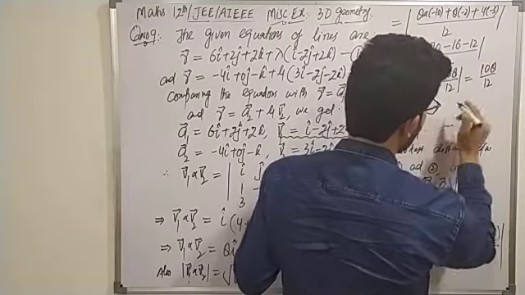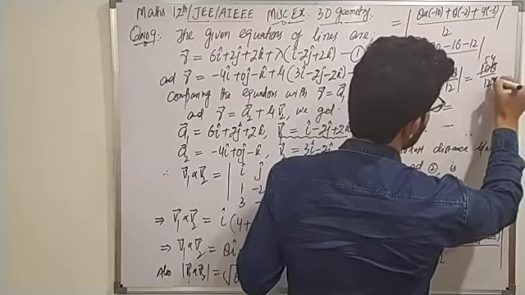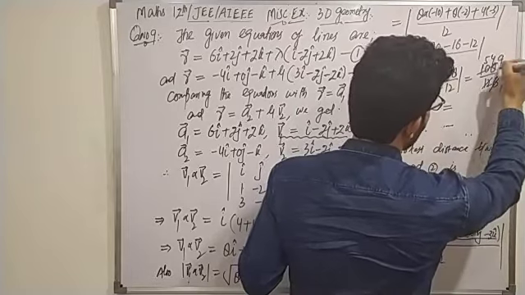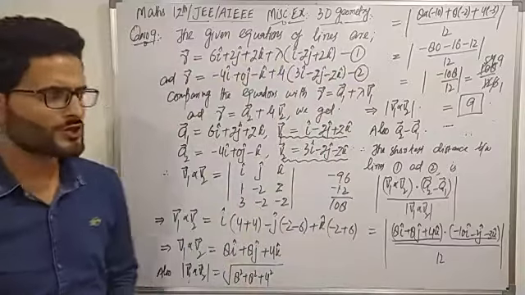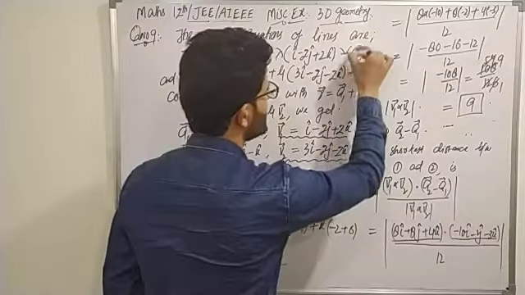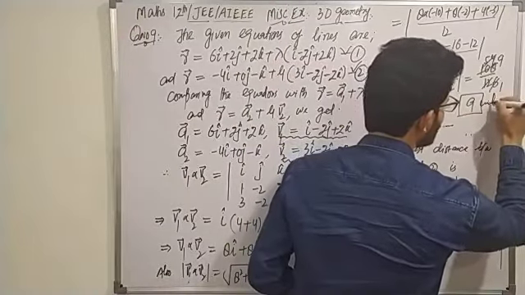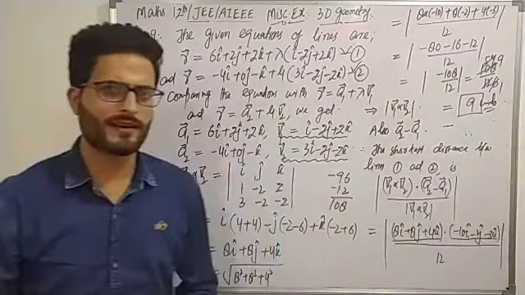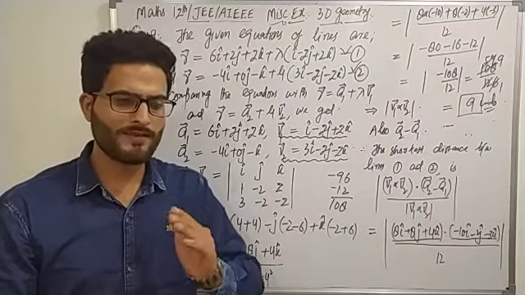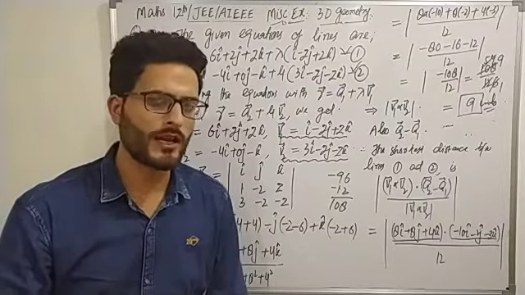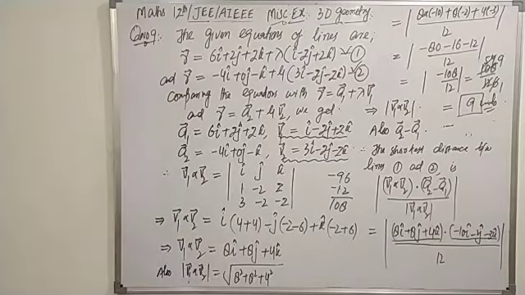Now simplify that. 12 5s are 60, 12 9s are 108. So the value must be equal to 9. So the shortest distance between these two lines, first and second, must be equal to 9 units. The shortest distance between lines first and second is 9 units. So these two lines are at a perpendicular distance of 9 units. So that's all about question number 9 of the miscellaneous exercise.